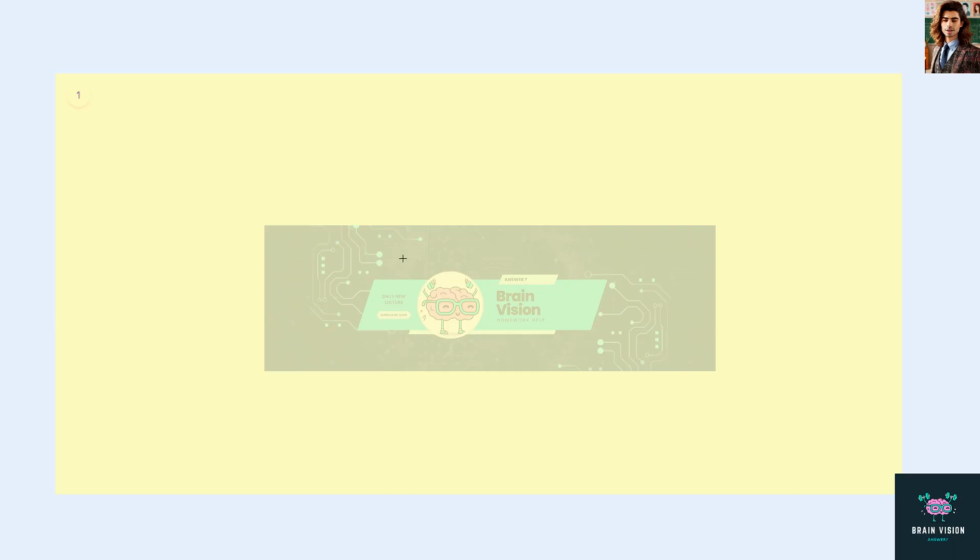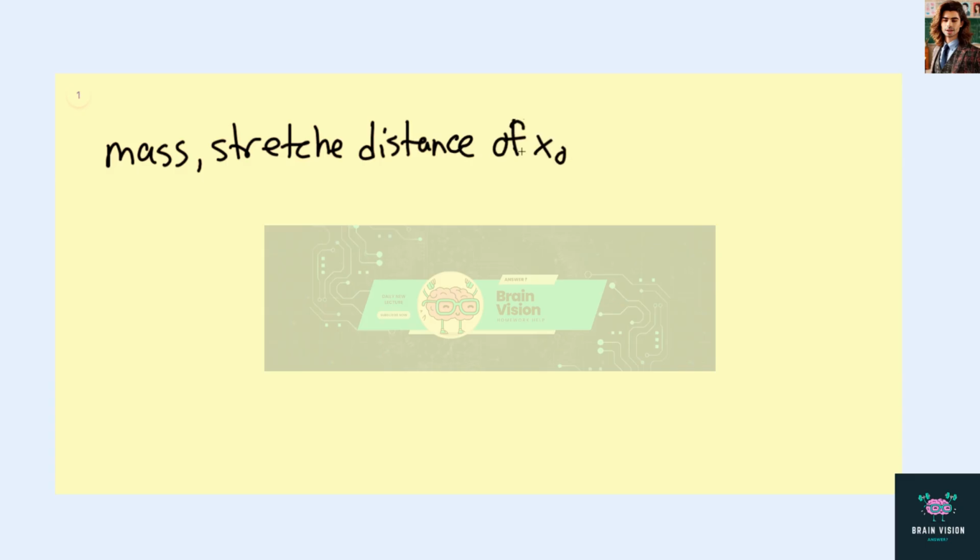So at what distance from equilibrium will velocity have half of its maximum velocity? And then for part B, they're asking for the distance from equilibrium where the acceleration is half of its maximum acceleration. So we have a mass, and then it is stretched a distance of x naught, or x sub o.